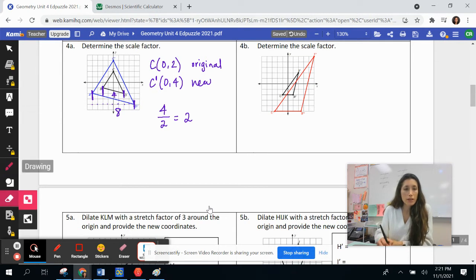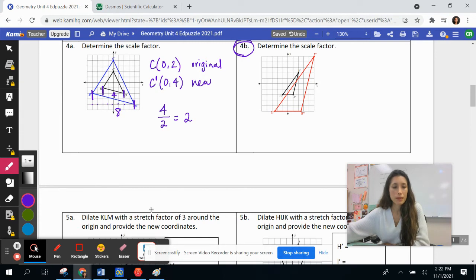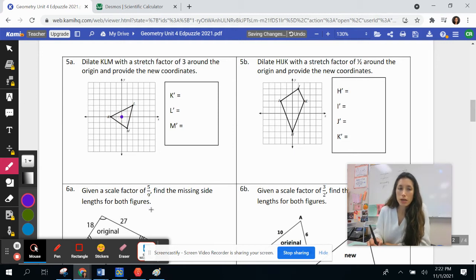Okay, go ahead and find the scale factor for question 4b. Okay, now we're going to go ahead and dilate with a stretch factor of 3 around the origin. So that's from this point here. Now there's 2 ways to do this. One way is to count the units from that stretch point to the coordinate.